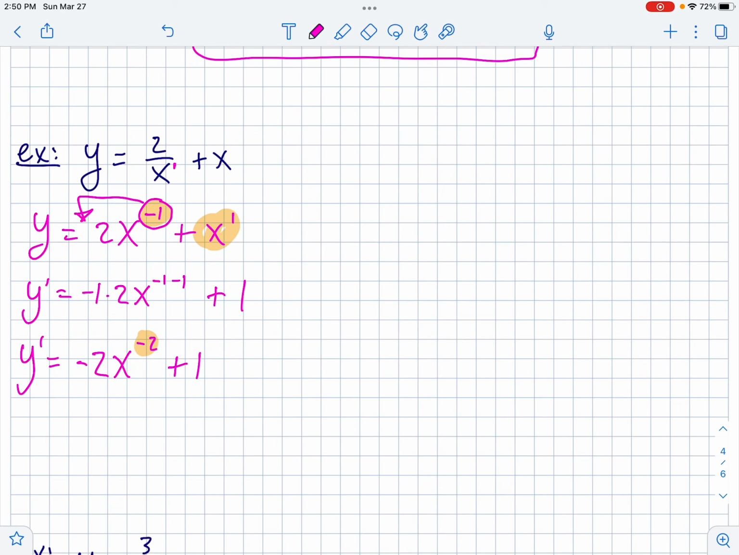Now, anytime you have negative exponents, you need to put those back into the denominator. The same way that we pulled it from the denominator and put it up top and put a negative on it, we're going to do that backwards now and say y prime is negative 2 over x squared. Turn it positive because you moved it back downstairs, plus 1.